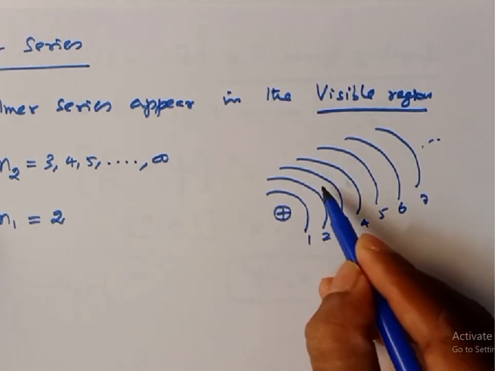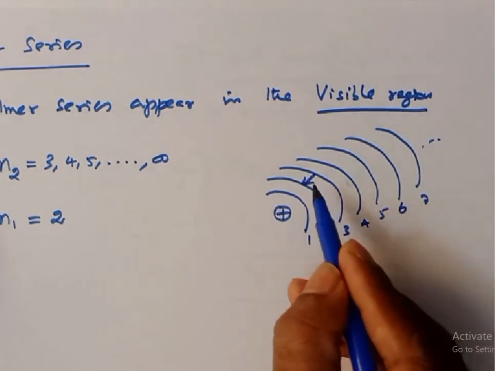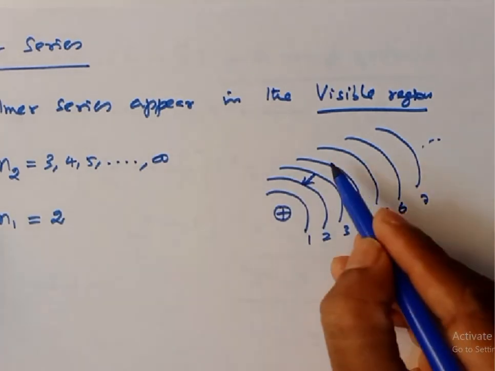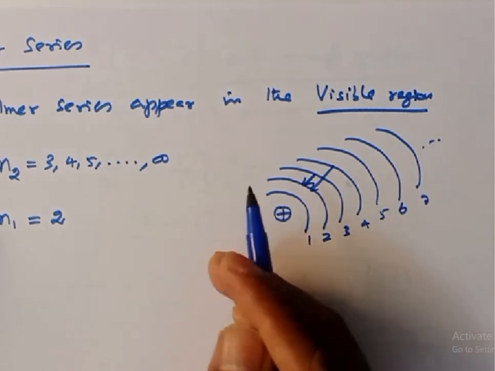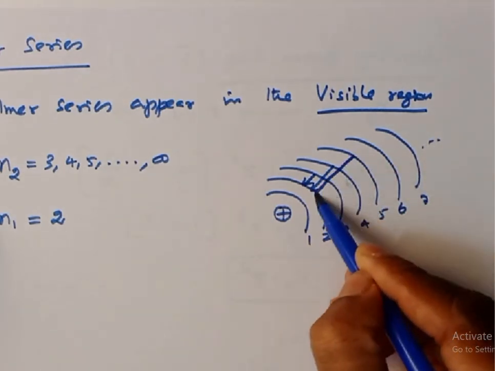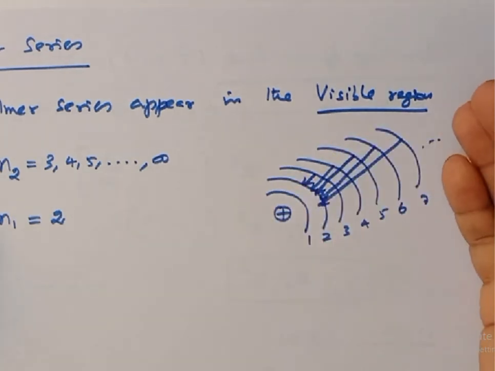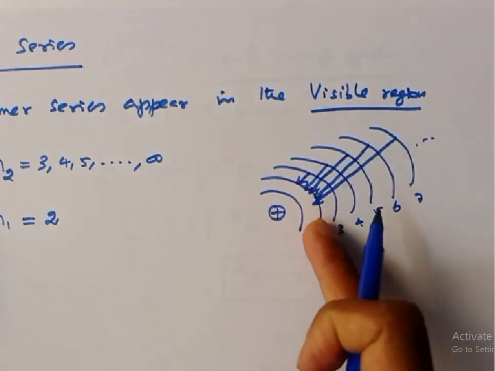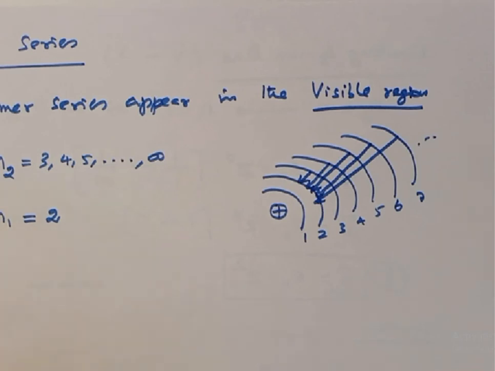Observe this carefully, transition from 3 to 2 will give you a line in the hydrogen spectrum. It is called a Balmer line. Transition from 4 to 2 will give you a line, which is also called a Balmer line. Similarly, 5 to 2, 6 to 2, 7 to 2, right? Any higher level, if transition takes place from any higher level to the second level, will produce a line in the hydrogen spectrum. Those lines are called Balmer lines.